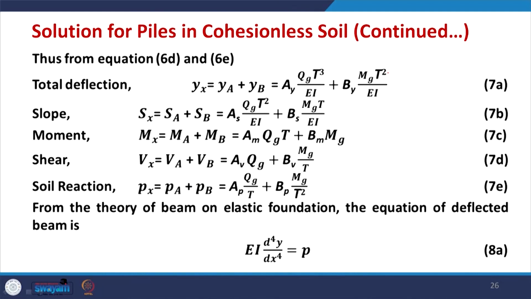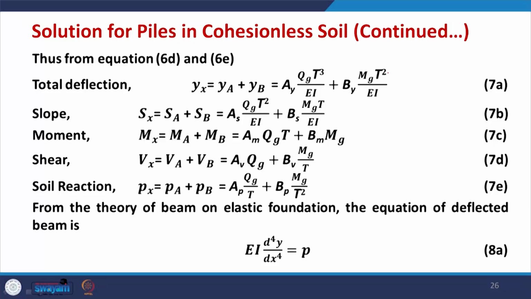The same thing is for the next equation 7b, which is written for the slope, where As and Bs are functions of x, and the third equation 7c is for moment, where Am and Bm are also functions of x, and then shear force 7d, where Av and Bv are functions of x, and finally for soil reaction, Ap and Bp are functions of x. Now, if these coefficients A and B with their subscripts are known, with their variation with x or z known to you, then naturally you can get from these equations whatever you require, let us say deflection, slope, moment, shear and soil reaction.